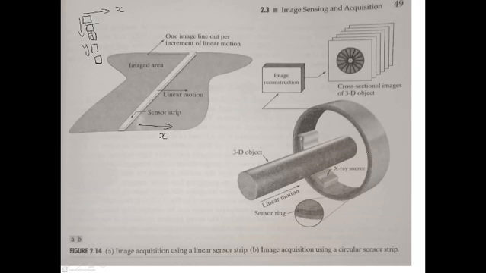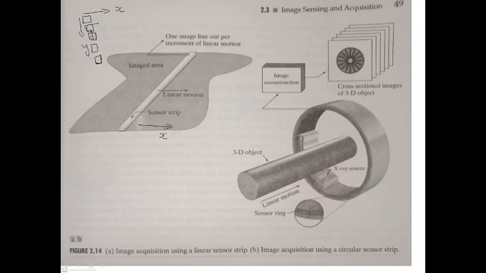Sir, next is the circular sensor. In case of the circular sensor, this is the source. We need to form a 3D object. Here we will be using a circular sensor strip to form the 3D object. Let us consider we need to take the 3D object of this cylinder.